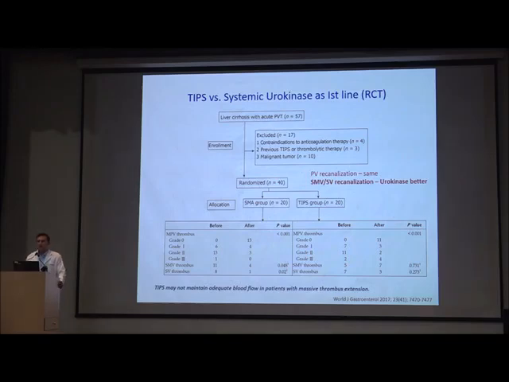Now, TIPS is not always effective. Some of the patients have a large thrombus burden, so TIPS may be inadequate, and in patients with massive thrombus extension to the SMV, or where the whole system is occluded, TIPS may not be effective. So this is a randomized study which was done in patients with cirrhosis and acute PVT.